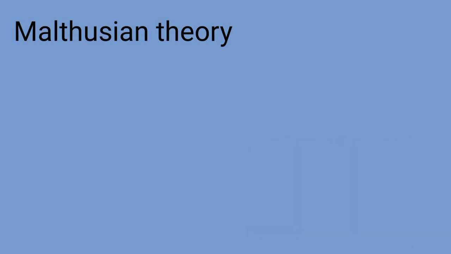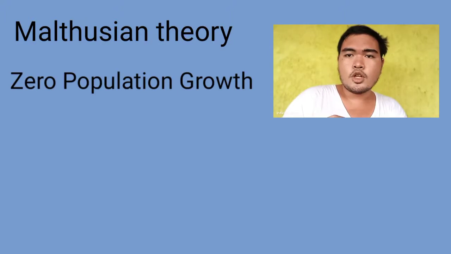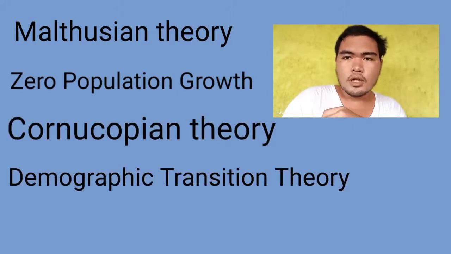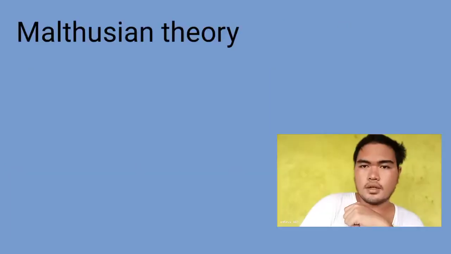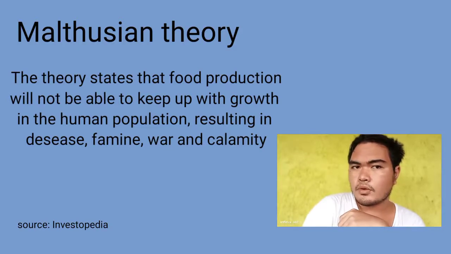Malthusian theory, zero population growth, cornucopian theory, and demographic transition theory. Malthusian theory states that food production will not be able to keep up with growth in human population, resulting in disease, famine, war, and calamity.